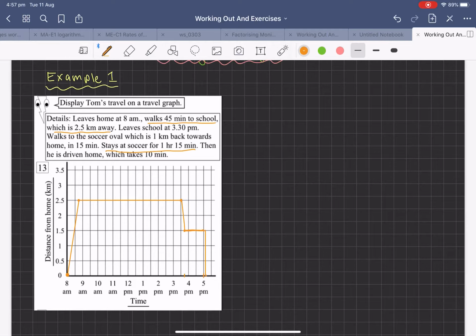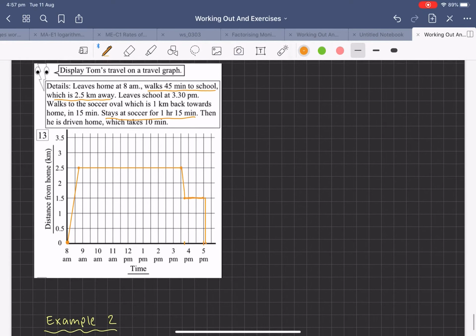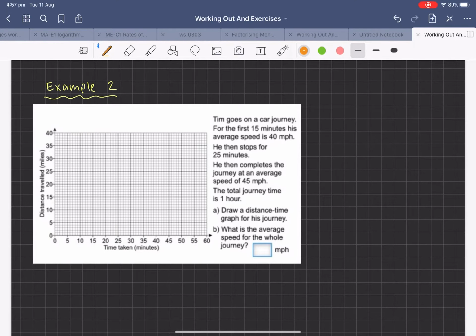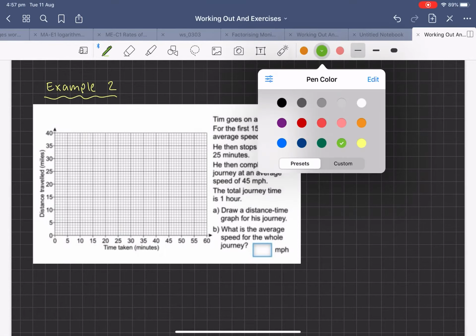He leaves home at 8 o'clock. Walks for 45 minutes, which is 2.5 kilometers, stays at school, then 1 kilometer back in 15 minutes, stays at soccer, and then he's home in 10 minutes. Okay, let's try another one. This one's harder because we're given the speed rather than just the distance and the time that it takes. So let's see if we can do this one together.